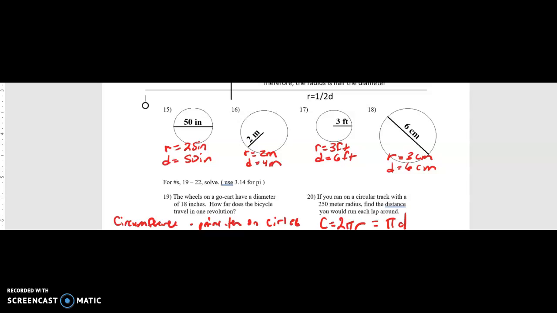So up here, I'm going to then figure out, and this is what I want to make sure that you understand, there's going to be two ways to write circumference and area.